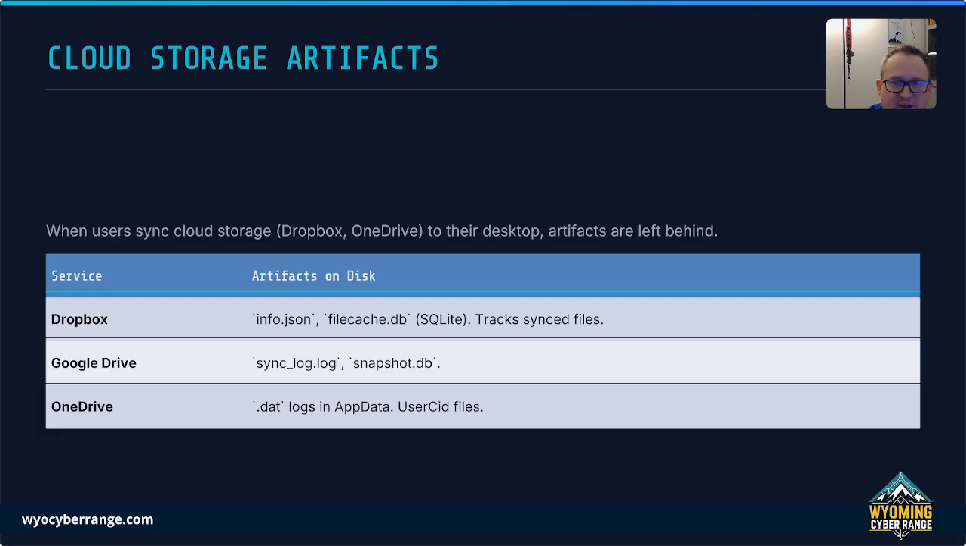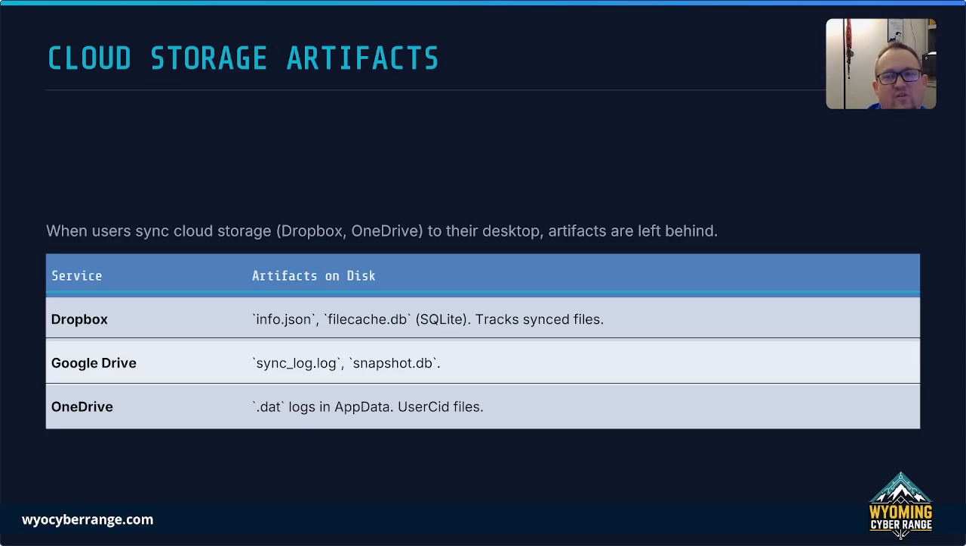Google Drive creates something called sync-log, and they also have a snapshot.db. OneDrive has a .dat file in the apps folder, and so by analyzing the local hard drive, we can prove what a user synced to the cloud account. And this is going to help us bridge local and cloud forensics.